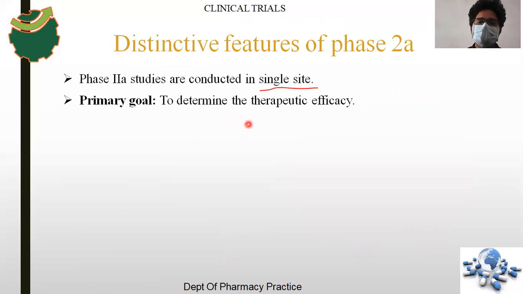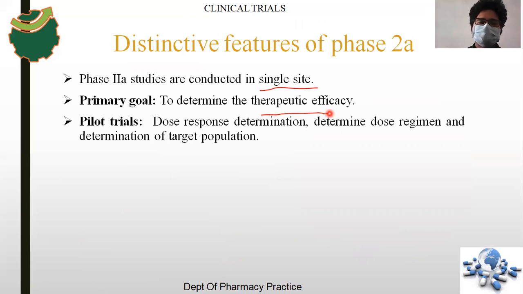Okay, the primary goal is to determine the therapeutic efficacy. Yeah, obviously that's the goal of phase 2 trials. And it's a pilot trial, which means here you don't take hundreds of people initially. You'll be starting with a smaller group, like 50 or 60 people. You just do certain pilot trials, like I already explained in the previous class what pilot trials are.